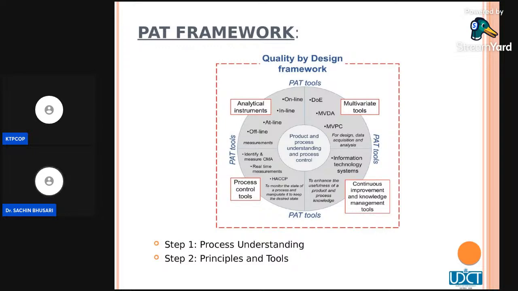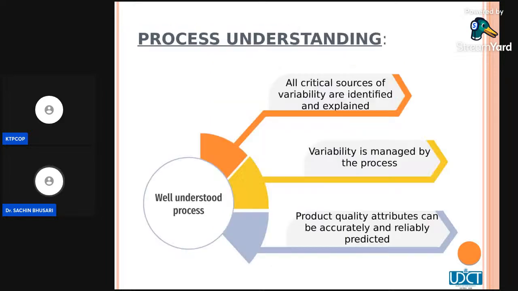First of all, before going into the tools, I would like to make some comments on process understanding. A well understood process has three arms. Rather, I would like to express how to understand the process. Let us go in this manner. First of all, one should identify the critical sources of variability. In my process, what are the variables? Not only variables, what are the critical variables?